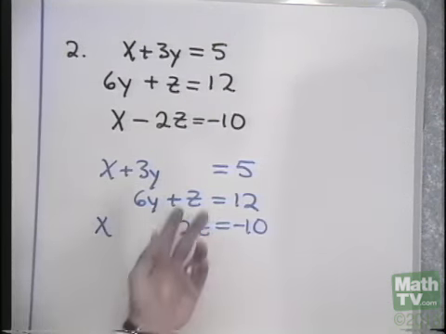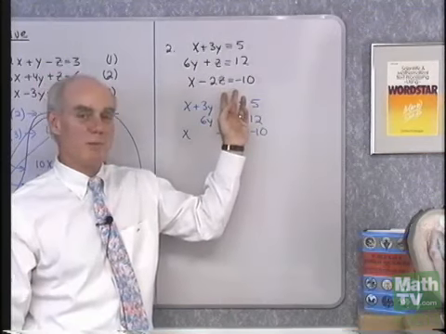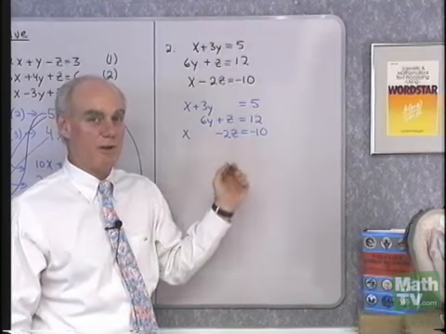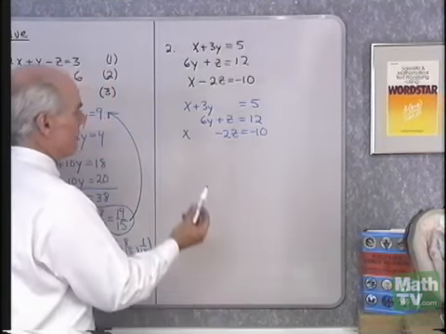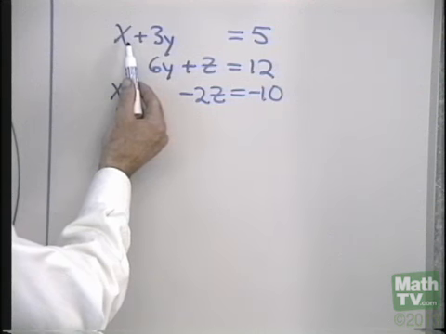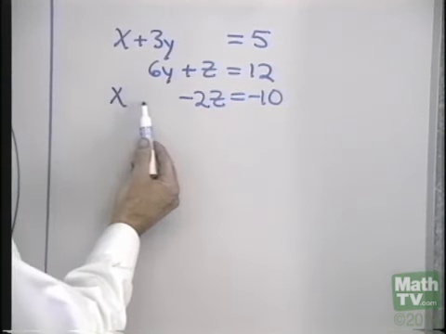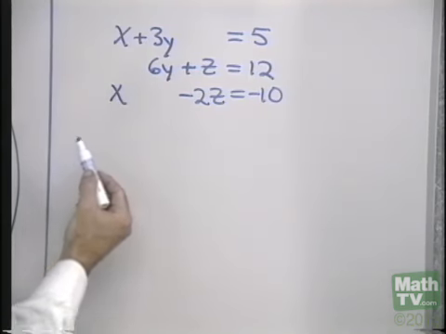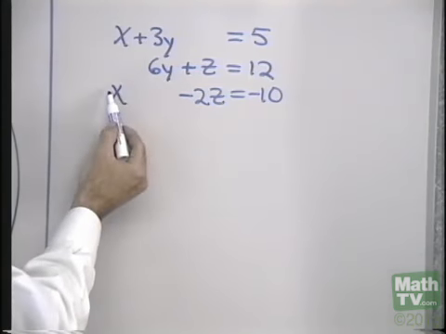Now it looks a little more confusing at first when some of these variables are missing, but actually it's a little easier because you only have to eliminate a variable from one pair of equations. So let's see, if we take this equation right here and add it to, how about if we multiply this equation by negative 1? So what will we get? I'll eliminate x from this pair of equations right here.